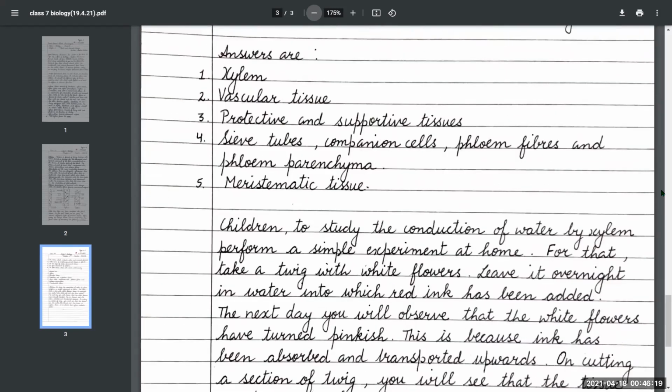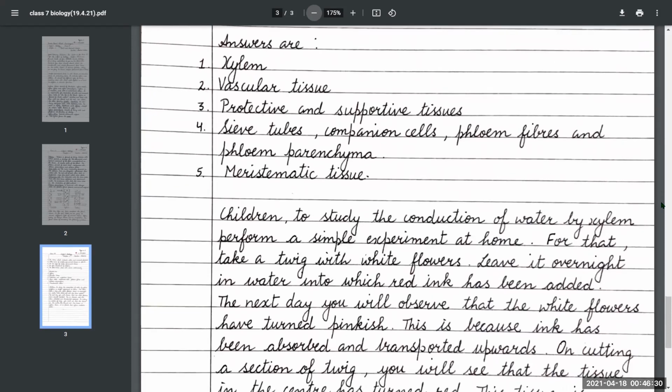And their answers are number 1, xylem. Number 2, vascular tissue. Number 3, protective and supportive tissues. Number 4, sieve tubes, companion cells, phloem fibers, and phloem parenchyma. And last is meristematic tissue.